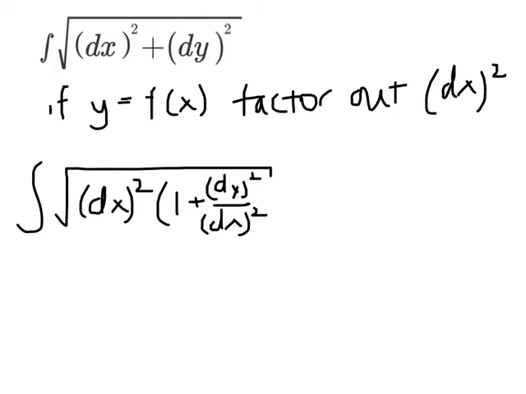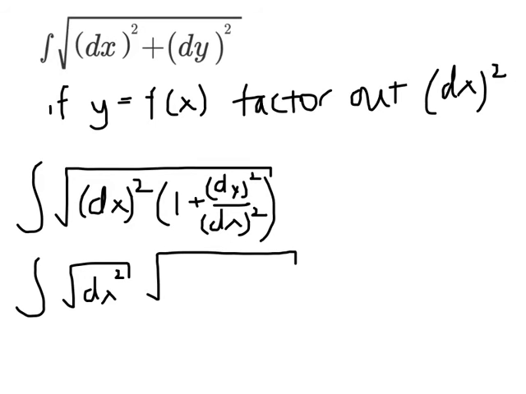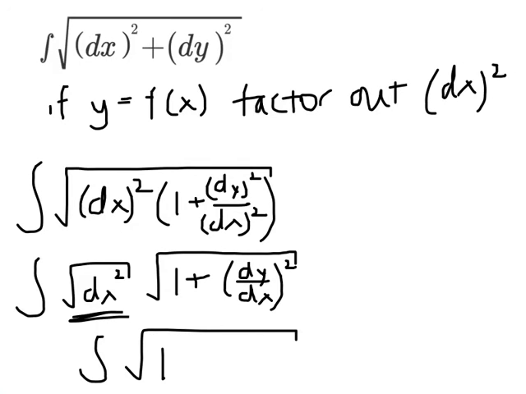Okay, and then what that allows me to do is I can divorce my square root, and I can have the square root of dx squared times the square root of 1 plus dy squared over dx squared. I'm just going to make it a dy/dx quantity squared. Okay, and then what happens here is that the square root of dx squared just becomes a dx, so I end up with the integral of the square root of 1 plus dy/dx squared, and then the square root of dx squared is just a dx, and that becomes my differential at the end, which is what I needed.